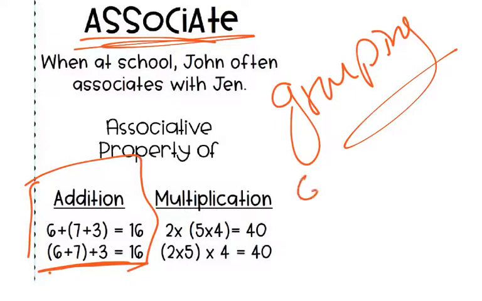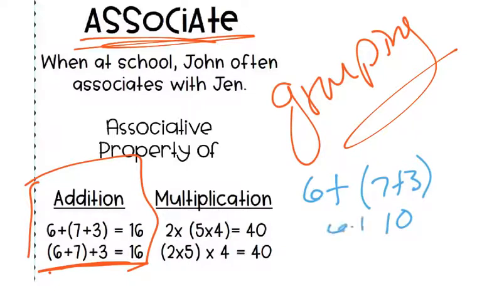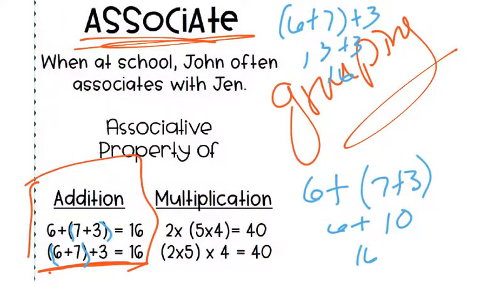Because if I have 6, I'm going to change colors. I'll go blue. 6 plus 7 plus 3. 7 plus 3 is 10, right? I would do that first, and then I'm going to bring down my 6 plus. I will get 16, okay? Now, it doesn't matter if I group it here around 7 plus 3 or if I group it here around 6 plus 7, because if I do it that way, 6 plus 7 plus 3, I'm going to get 13 plus 3, which is 16, right? I'm going to get 16 no matter what, okay?